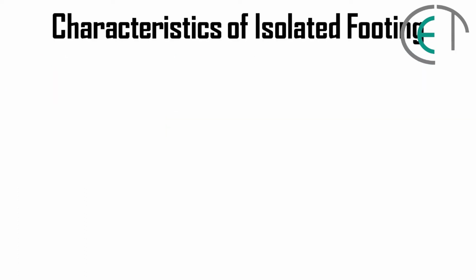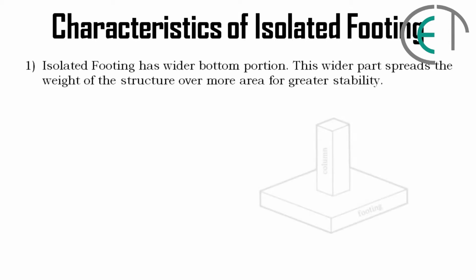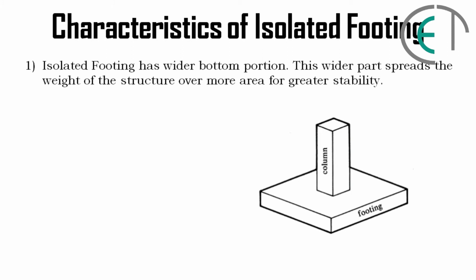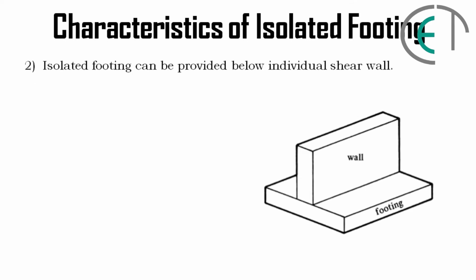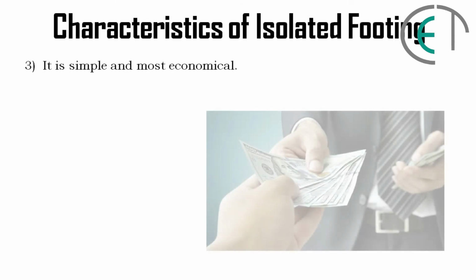Now let's come to the characteristics of isolated footing. Isolated footing has a wider bottom portion. This wider part spreads the weight of the structure over more area for greater stability. Isolated footing can be provided below an individual shear wall. It is simple and most economical.